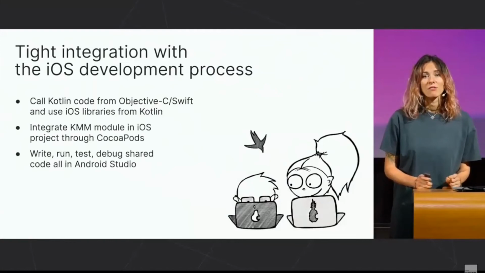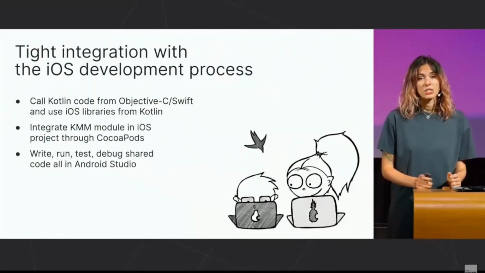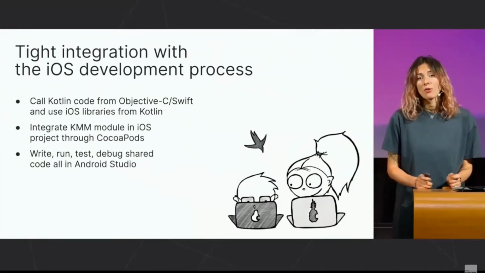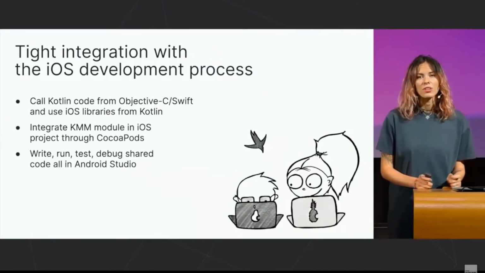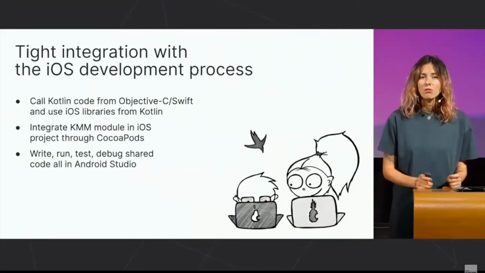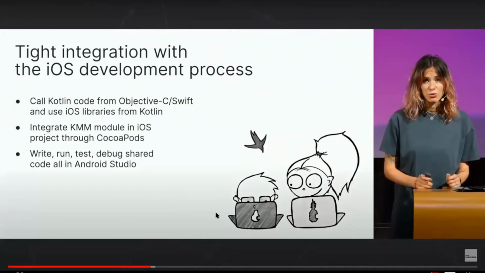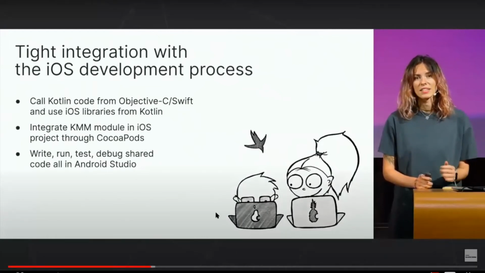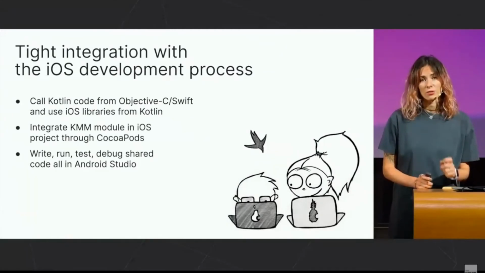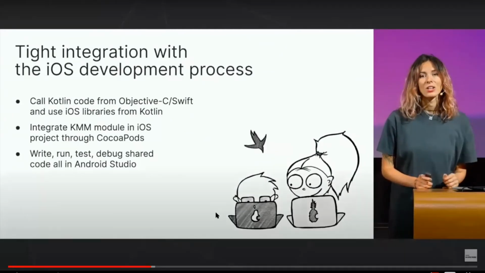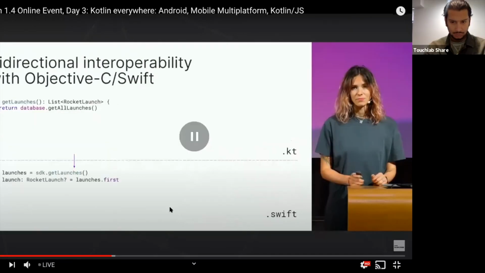Thanks to the Kotlin Native bidirectional interoperability with Objective-C and Swift, you can call Kotlin code from Objective-C and Swift and use iOS libraries from Kotlin. You can integrate KMM modules in a natural way for iOS developers using the CocoaPods dependency manager. And you don't even need to switch IDEs while working on the shared code. With a new KMM Android Studio plugin, you can write, run, test, and debug shared code all in Android Studio. Let's take a closer look at these features.